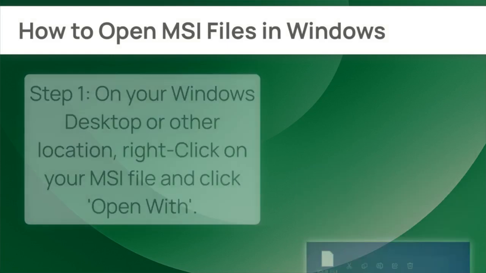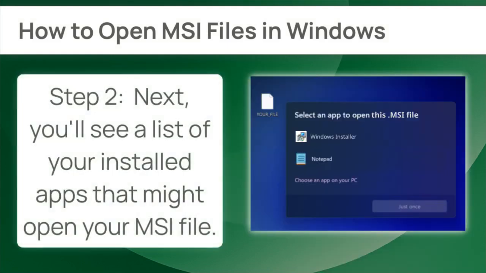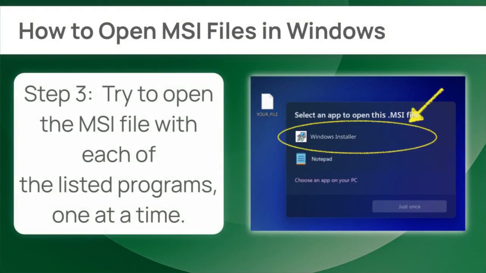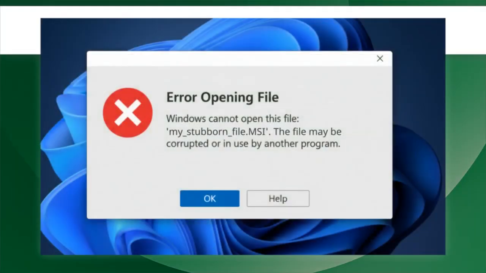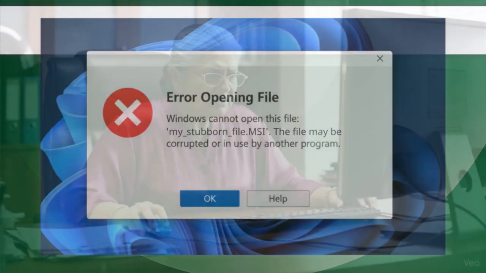Right-click your MSI file and select Open With. Use Windows Installer if it's installed. It's the best candidate. If not, cycle through the remaining options until one works. When your MSI file isn't responding, don't worry, it's typical. This is a truly stubborn MSI file.